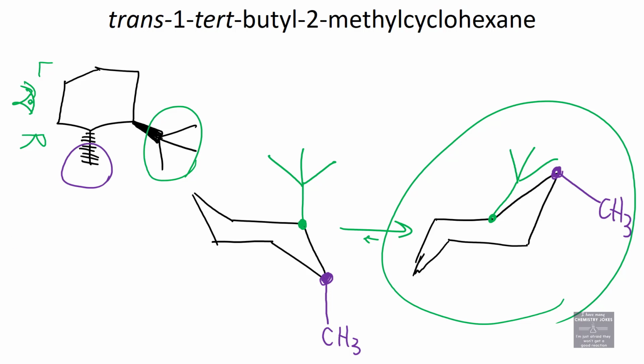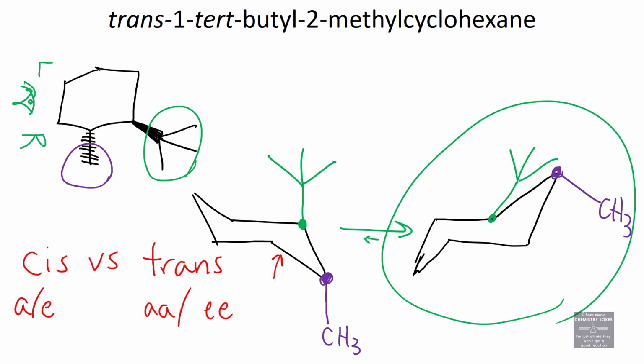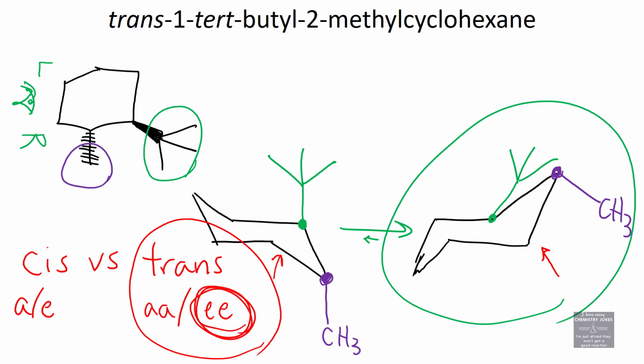If we were comparing cis versus trans of these two molecules, just like the first example we worked, cis has 2 axial-equatorial chairs. Trans has an axial chair, that's this one, and an equatorial chair, that's this one. Because trans has this equatorial, that makes trans the more stable stereoisomer of 1-tert-butyl-2-methylcyclohexane.